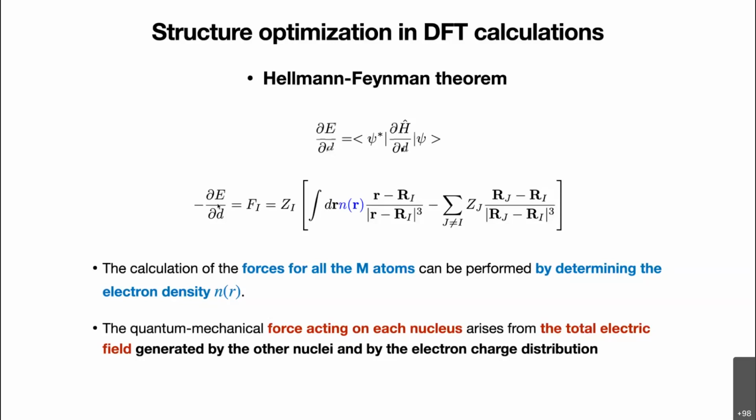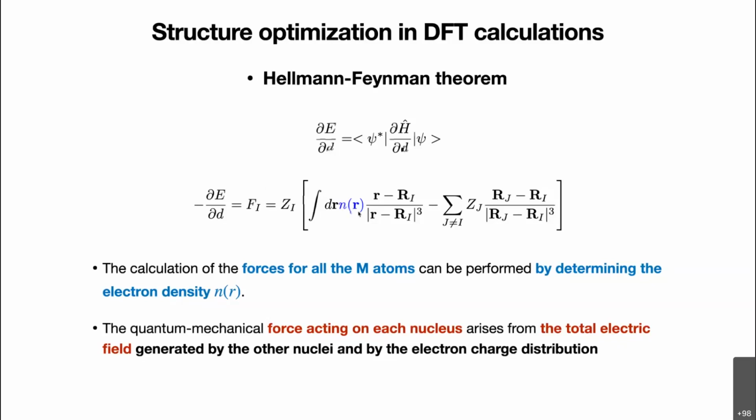Then this one becomes a force. Then we get the force is equal to this one. So this is a very interesting result, because there is an electron density here. The force is determined by electron density, which is really different from classical mechanics. This is a purely quantum mechanical effect.